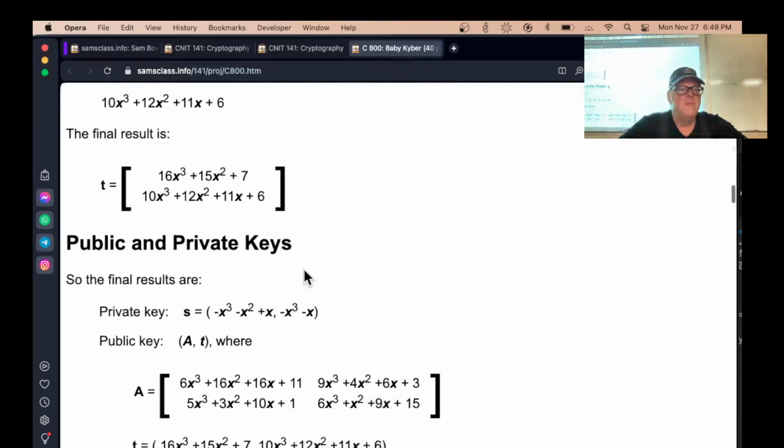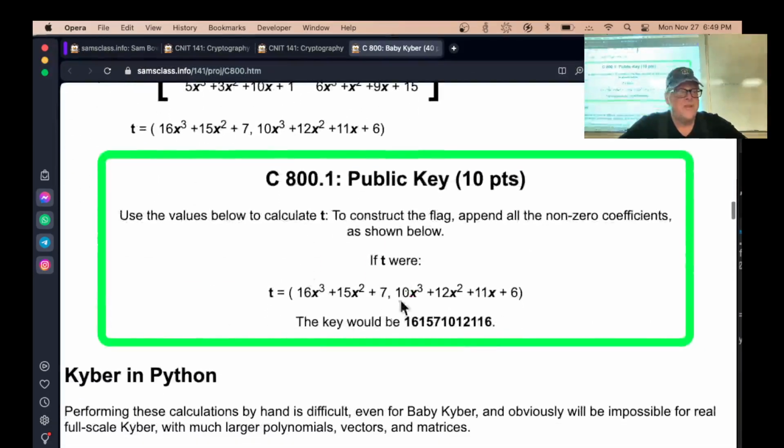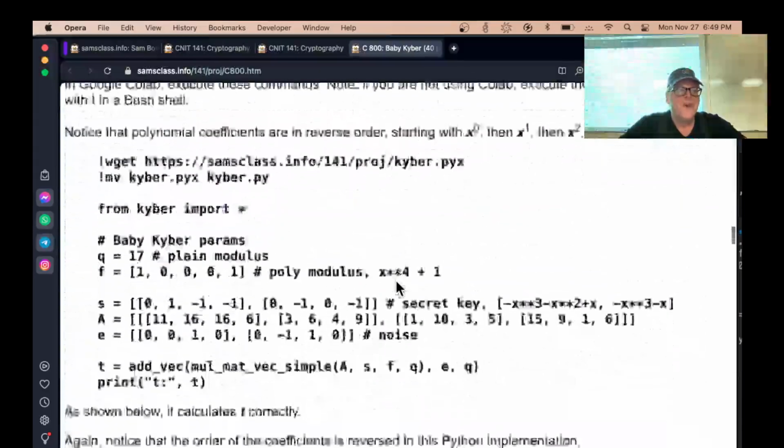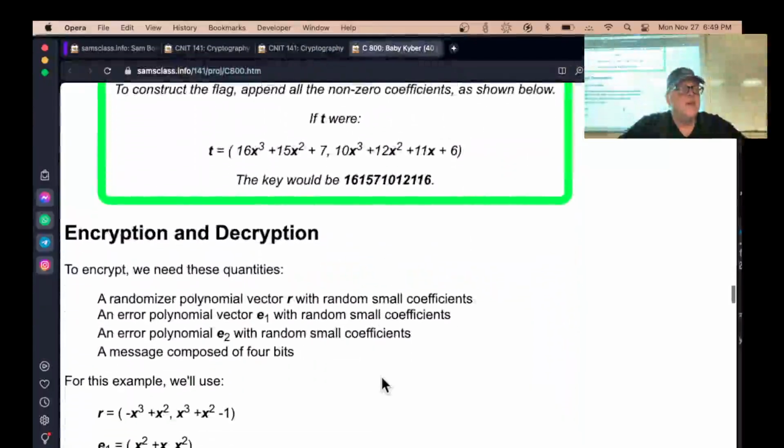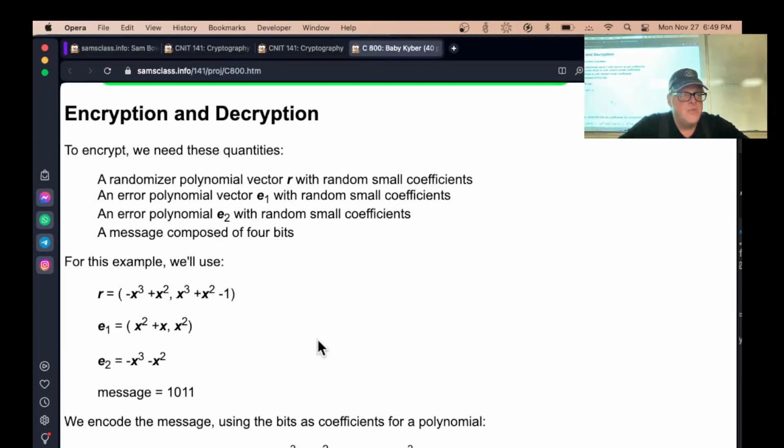So now there's the results, and there's a challenge to do here. All right, and there's another challenge to do down here. Now that you have this library, now we should talk about encryption and decryption. To do encryption, you have to have a randomizer polynomial and 2 error polynomials, as random small coefficients, and then a message. And the only message we can send with Baby Kyber is 4 bits. It's not long enough to do anything good, but it is long enough you can see how it works.